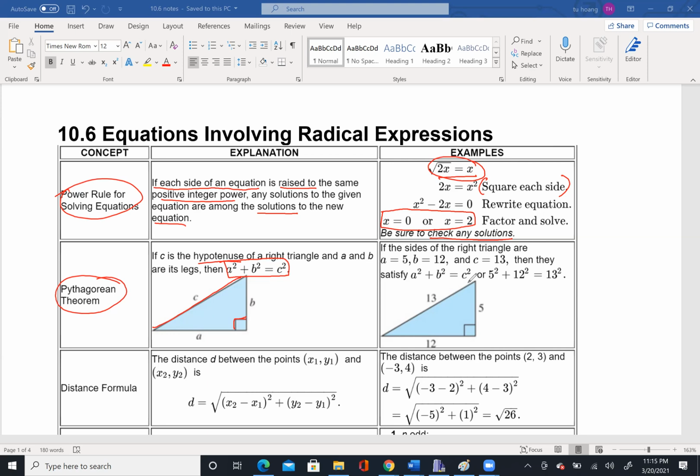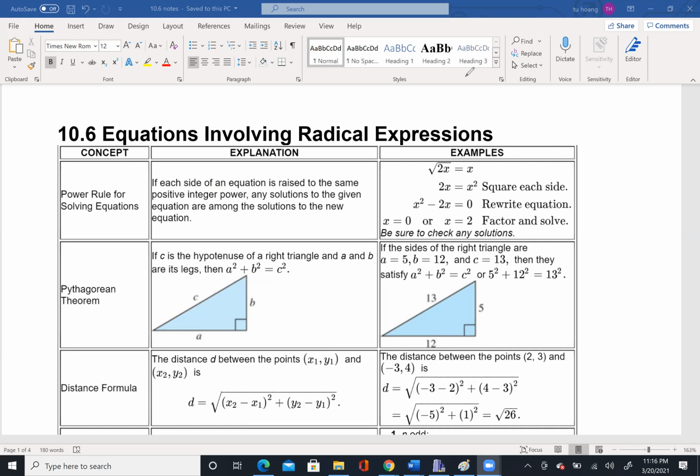Okay, so also we will learn about the distance formula here. We will use the information given from the coordinates of two points, and we will try to find the distance between these two points by the formula over here.